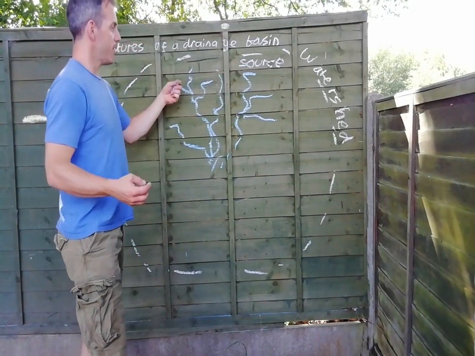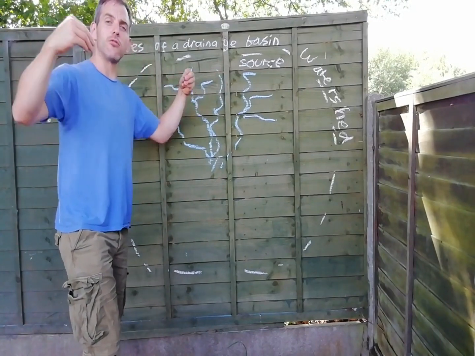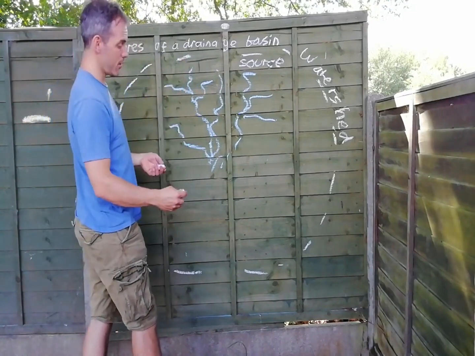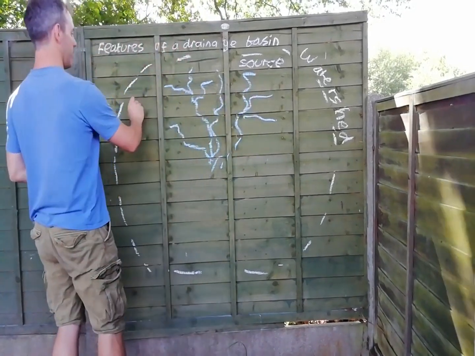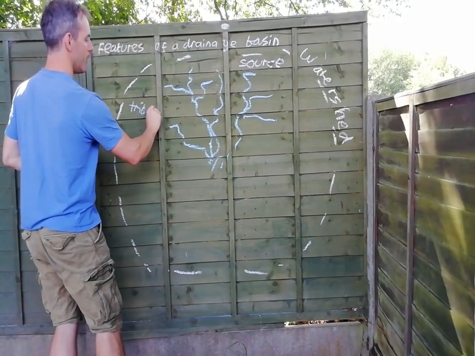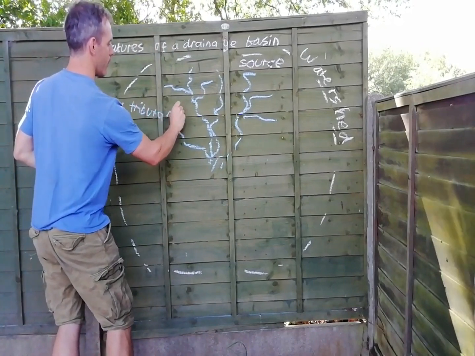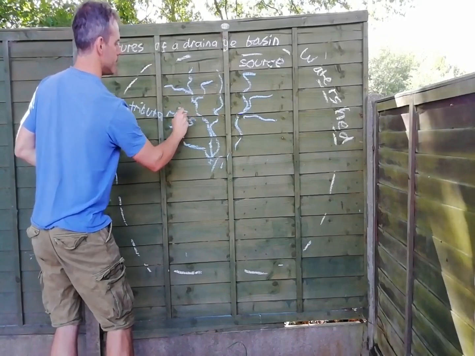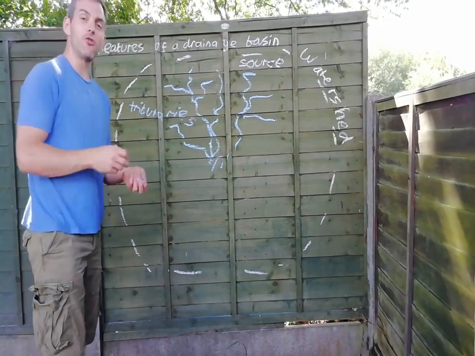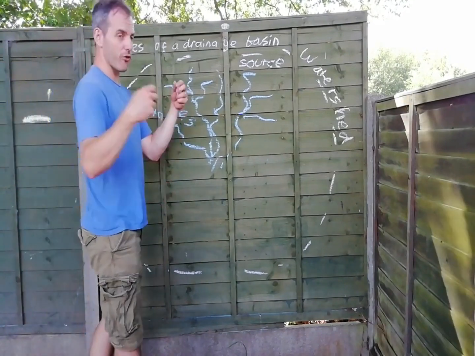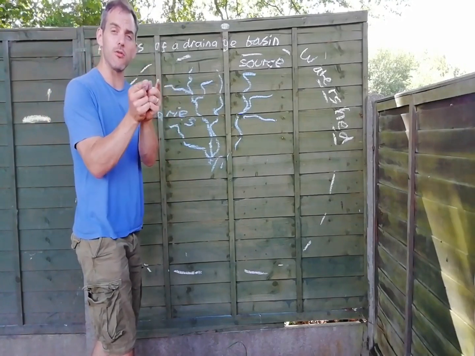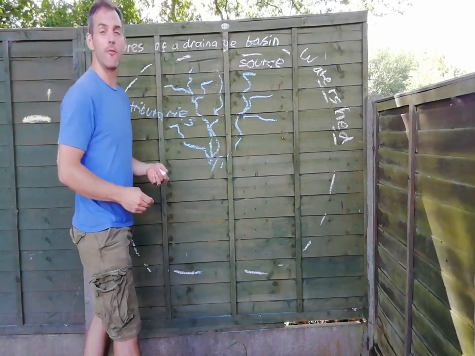What you find is then you have tiny streams that start to flow and join up with one another. These tiny streams, which I've drawn here, are called tributaries. Then as we go further down the river, the tiny tributaries start to join up. Where two tiny streams or tributaries meet, we call that a confluence.